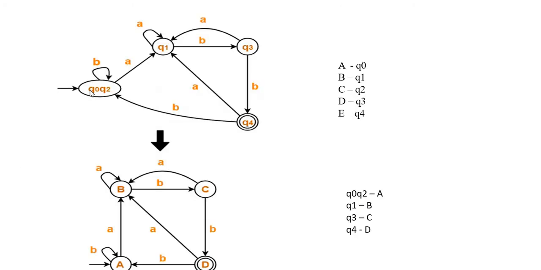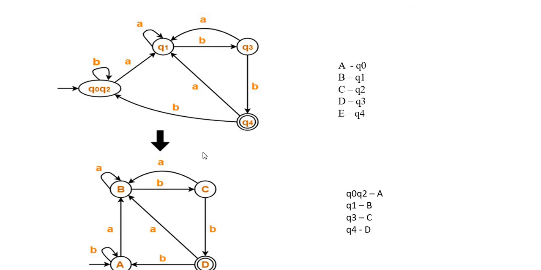Sometimes your states will be represented by Q0, Q1, Q2, Q3, etc. So in our example, I can indicate Q0, Q1, Q2, Q3, Q4 by A, B, C, D, E. So Q0, Q2 combined state will be indicated by A, Q1 by B, Q3 by C and Q4 by D. So sometimes your state numbers will look like this.